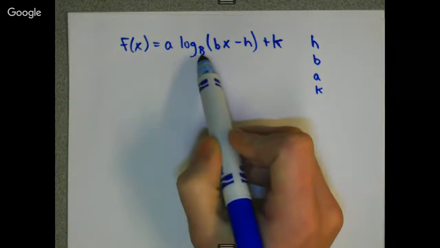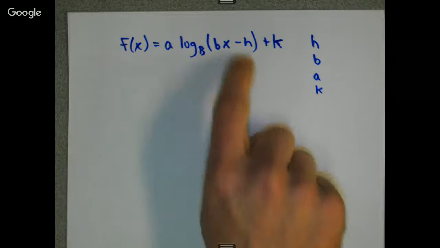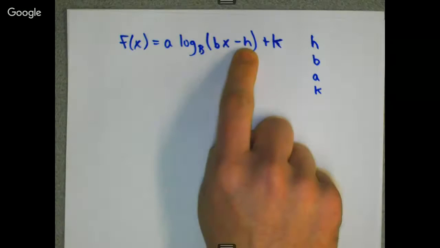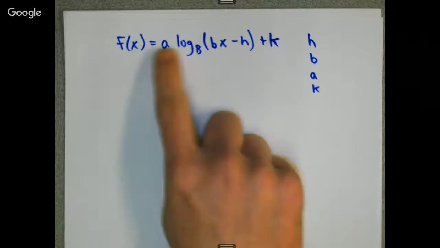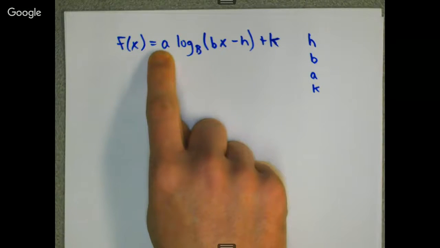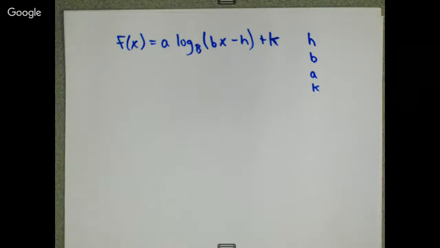Again, this b is just your rate. This moves it left and right. This is a horizontal stretch or shrink. This is a vertical stretch or shrink, or over x. This one's over y, and this is moving it up, down. We can still do the same thing.